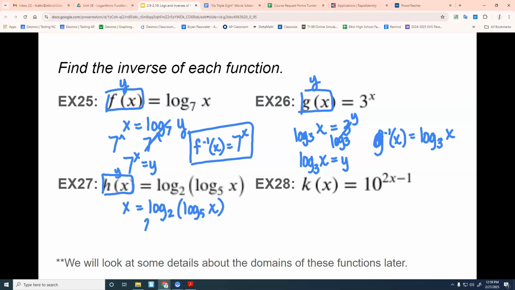Not a log. It's going to be 2 raised to that power. Right? So to get rid of a log, you'd never use another log. It's going to be the exponential, where we do 2 to that power. So you just take that base raised to the power. So now I've got 2 to the x power equals log base 5 of x.